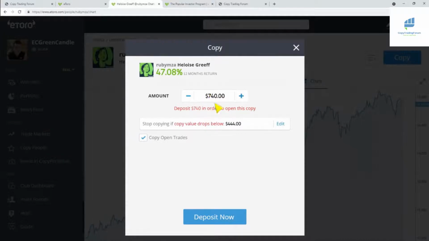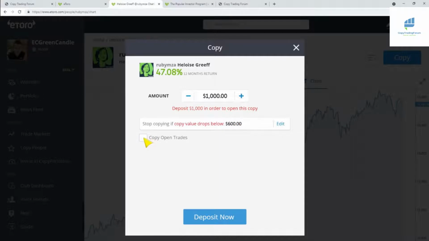Because I don't have money in my account, it's saying I have to deposit money. Deposit now to copy. So you have to have money in your account to copy first. And then you just have the option here: you can set a stop loss. Let's say I invested 1,000, and this is a security thing. If the copy drops €400, it will sell off the whole copy. That's just if you want to put a safety net in there.